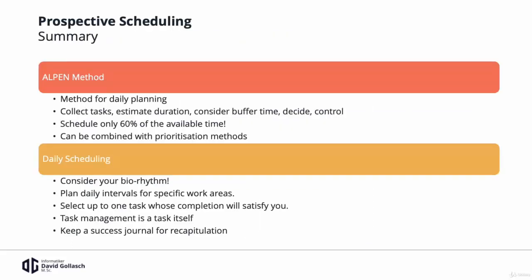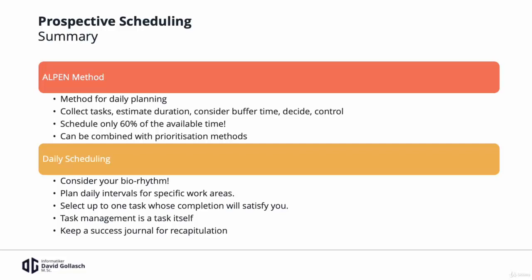So let's sum up what we learned in this section. First of all, the Alpen method, referring to the German term for the Alps, just refers to 5 steps that you have to obey, or 5 rules that you have to obey when planning your day smartly.